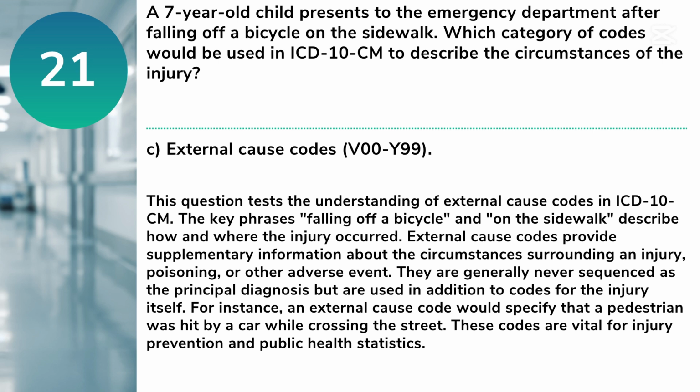They are generally never sequenced as the principal diagnosis but are used in addition to codes for the injury itself. For instance, an external cause code would specify that a pedestrian was hit by a car while crossing the street. These codes are vital for injury prevention and public health statistics.